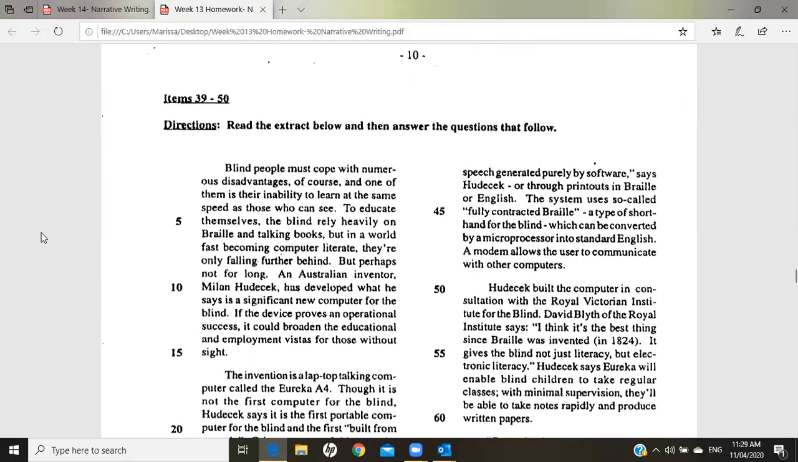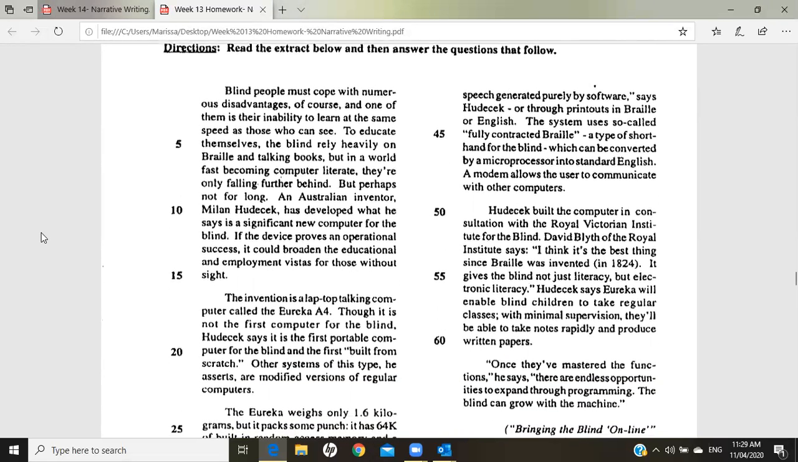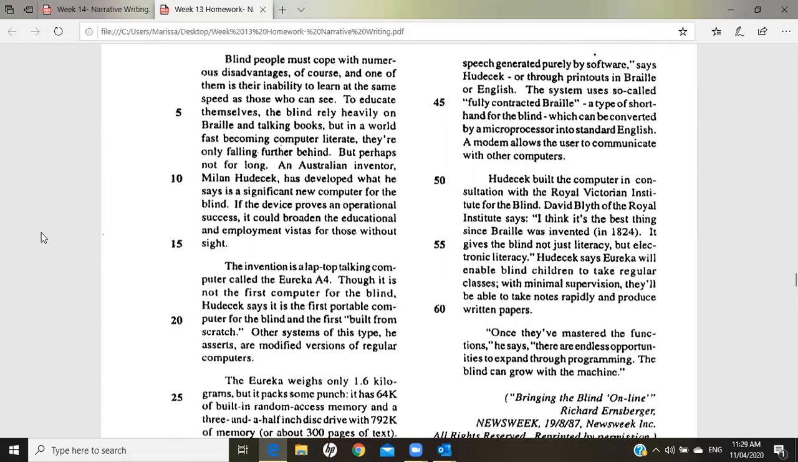So this next passage, I've seen this repeated a couple of times before for CXE. This extract was on blind people. They mentioned at first, they were talking about blind people with their disadvantages in terms of education and employment. But then there's hope for them in that the Australian inventor developed a computer for the blind, which allows them to now be ahead in terms of education and employment and not be disadvantaged.